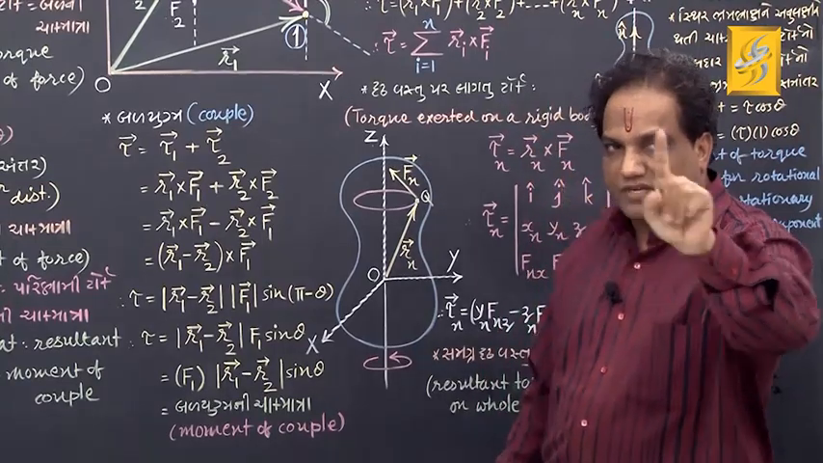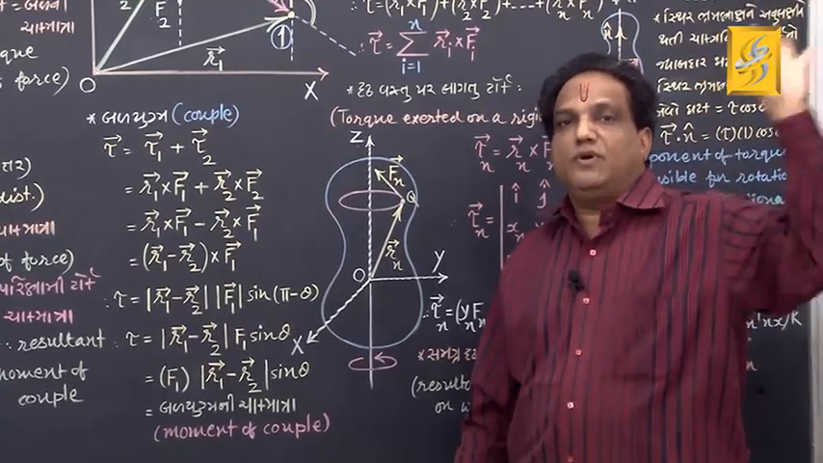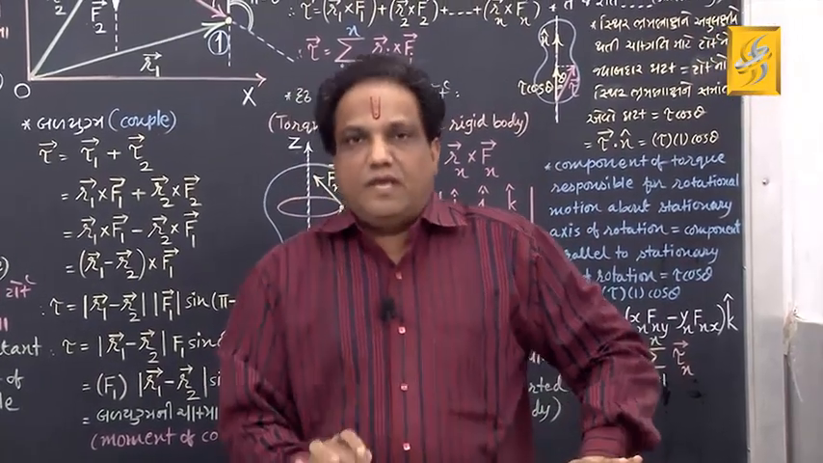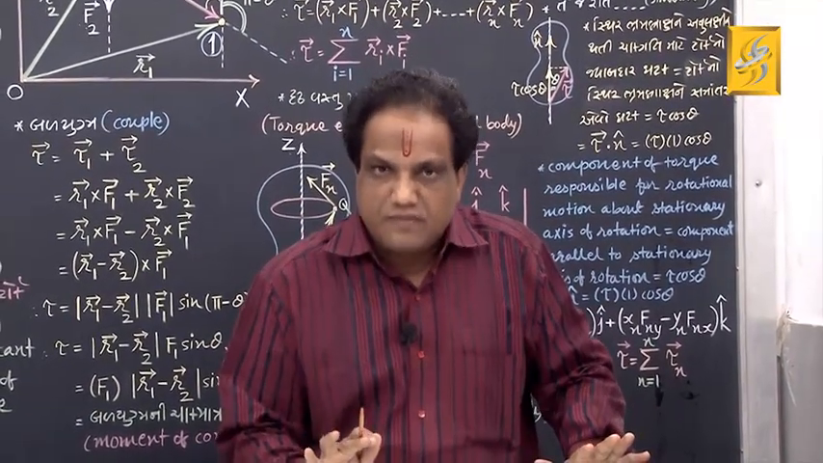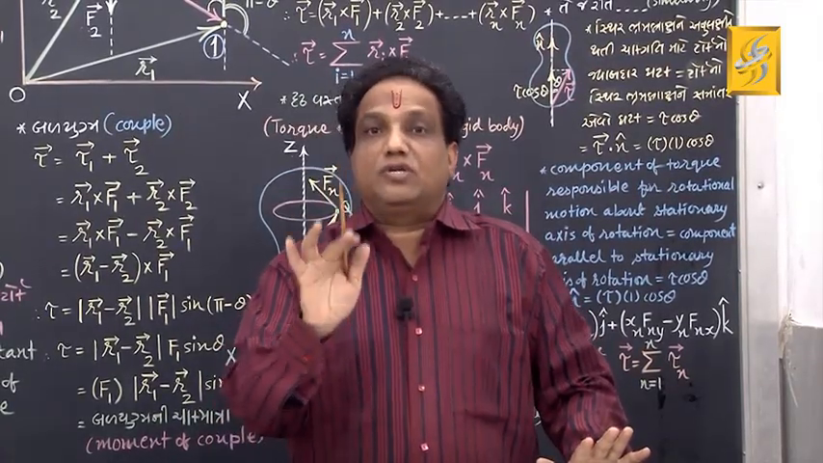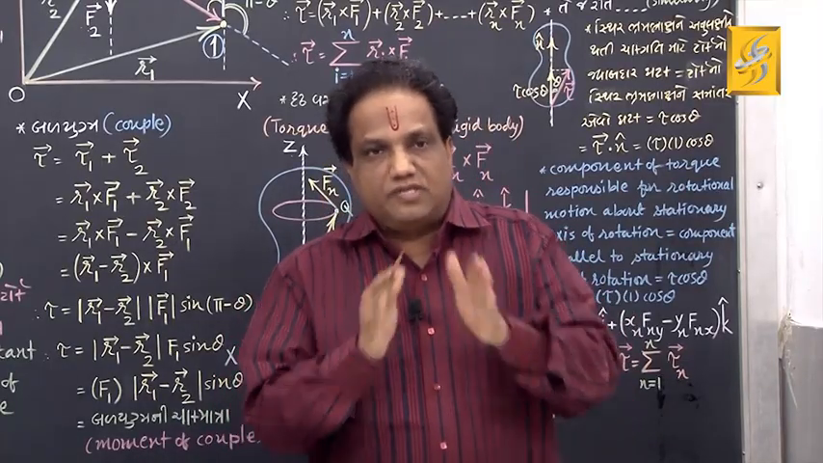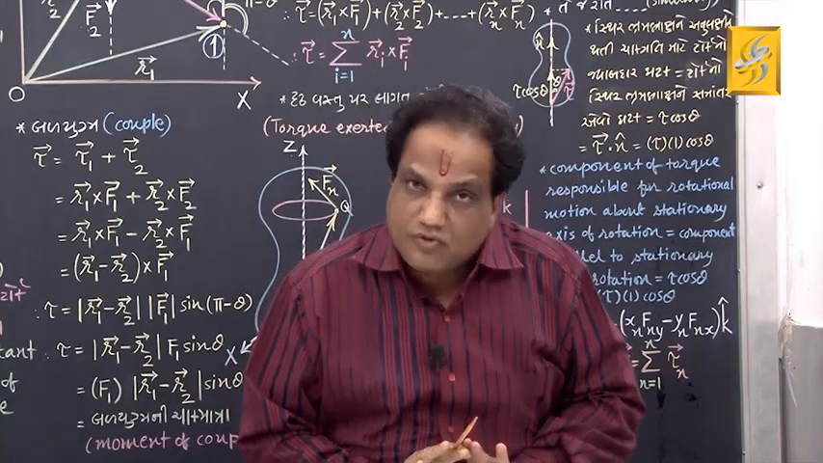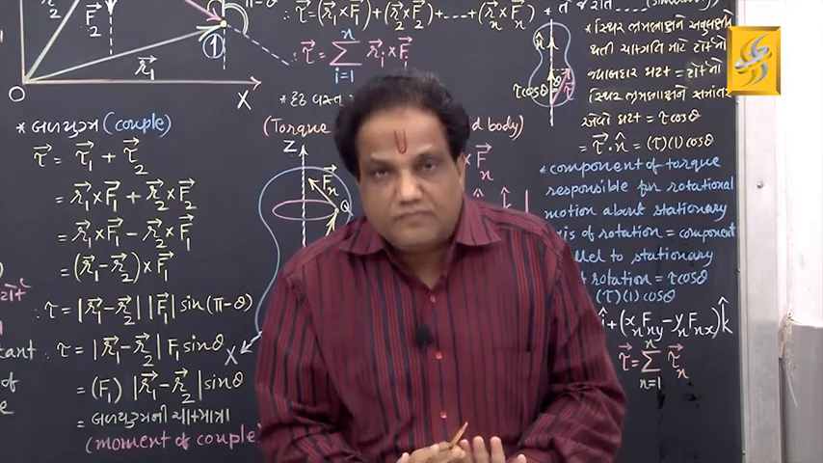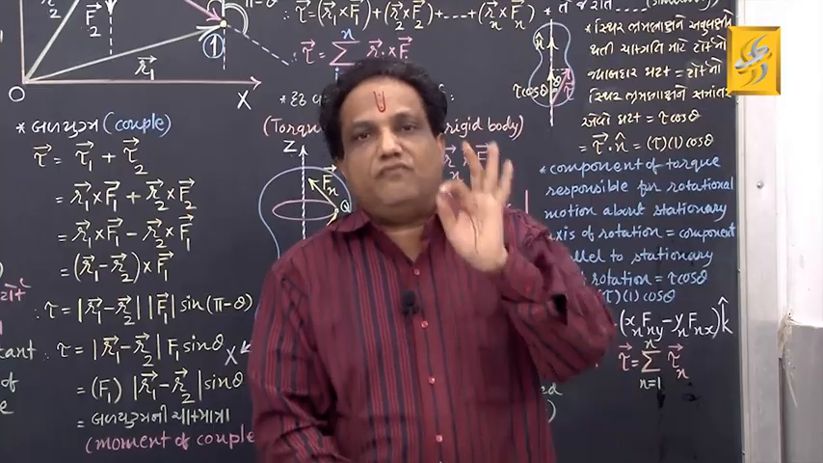Simply, torque is equal to moment of force, and if it is resultant torque, then it is equal to moment of a couple. I repeat, what is called a couple? A pair of two forces having equal magnitudes, opposite directions, and which are not collinear, means there should be some perpendicular distance between them. The lines of action should not be on the same line.